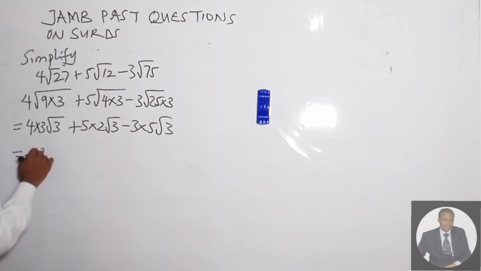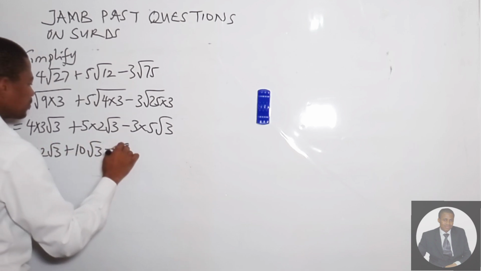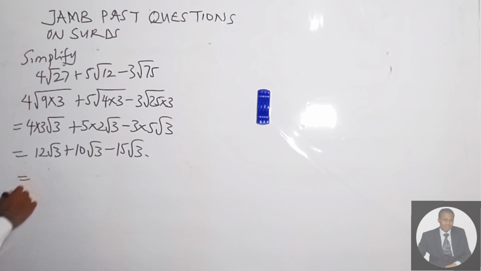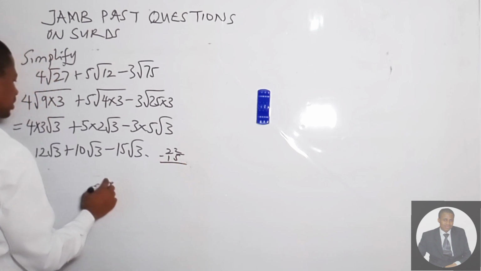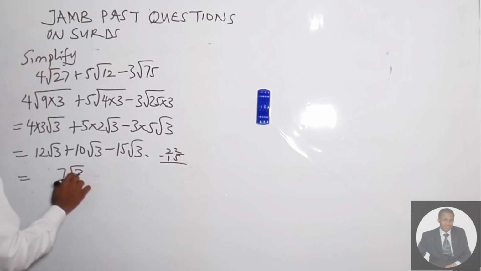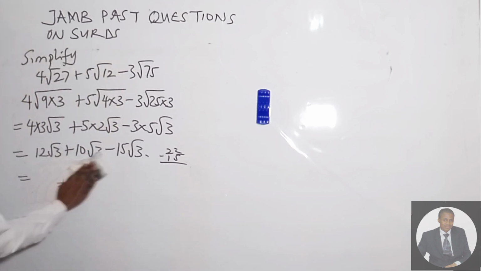So what do we have? 12 root 3 plus 10 root 3 minus 15 root 3. So 12 plus 10, that's 22. So 22 minus 15, that's 7. So our answer is 7 root 3. 7 root 3 becomes our answer here.